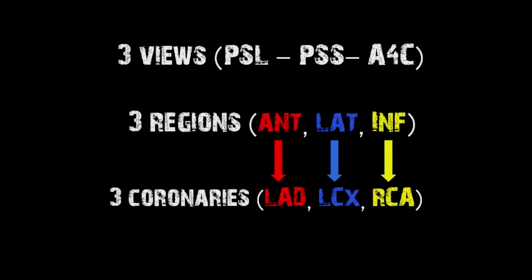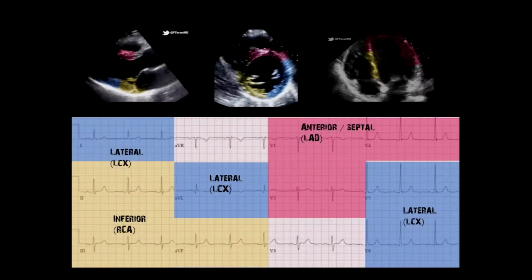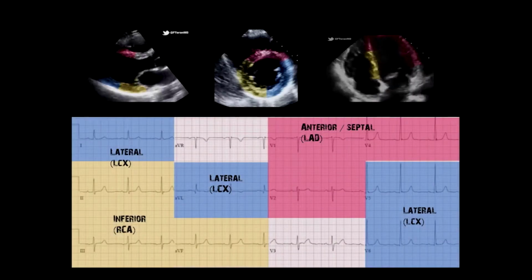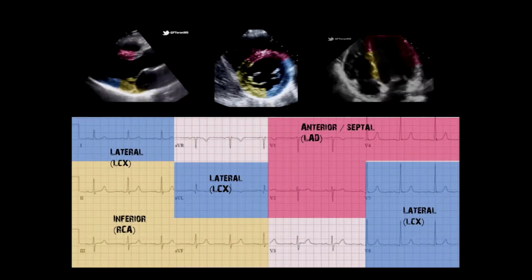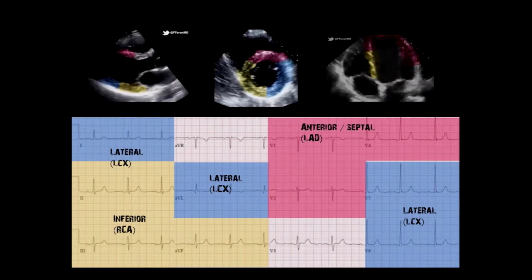Here we see all 3 views with all 3 walls highlighted and correlated to an EKG. Hopefully, by the end of this workshop, we will be able to identify regional wall motion abnormalities and relate them back to an EKG.